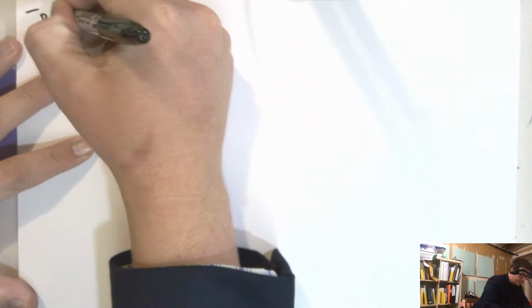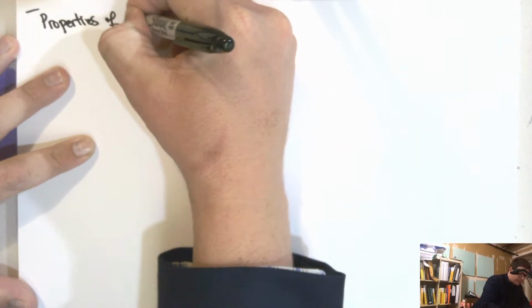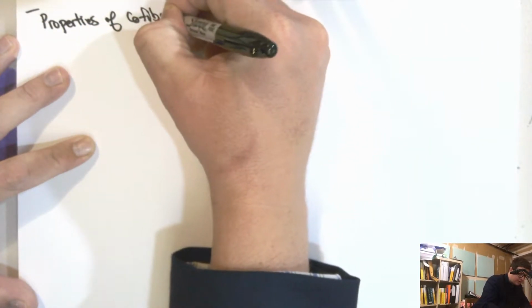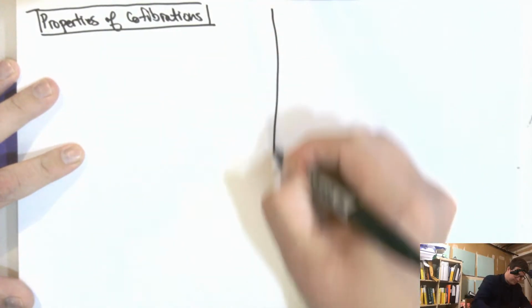All right, so I'm going to give some characterizations of some properties of cofibrations. The first thing I want to do is prove that they're closed. So, lemma.